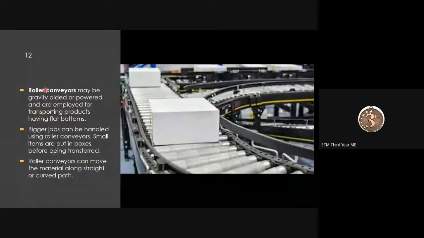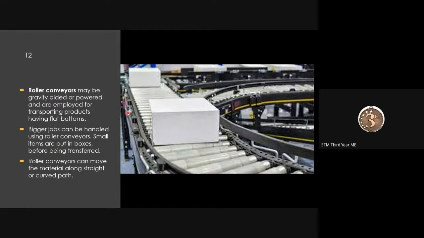In roller conveyors, it may be either gravity assisted or powered by a motor. Here you can see it is powered by a motor, where the rollers are connected through a chain link. You can see a chain here, as in the case of a bicycle. You can see a chain running over the sides of the rollers. These chains provide the drive or the necessary rotation for the rollers to transport the material from one place to another.